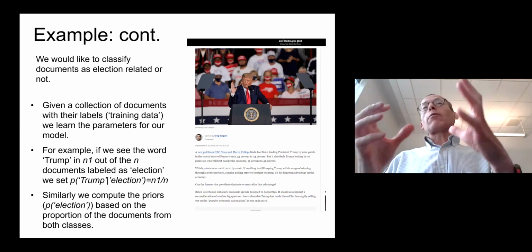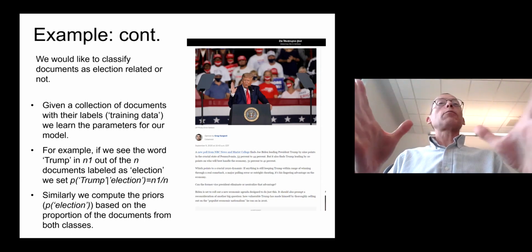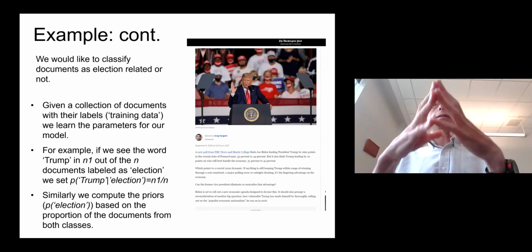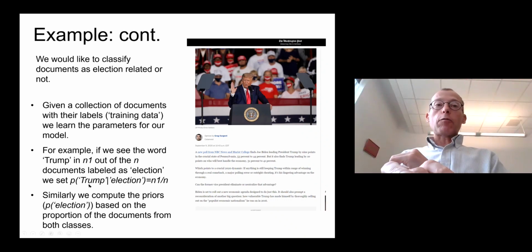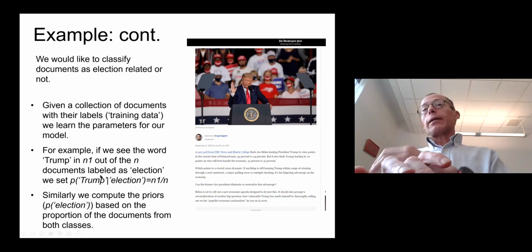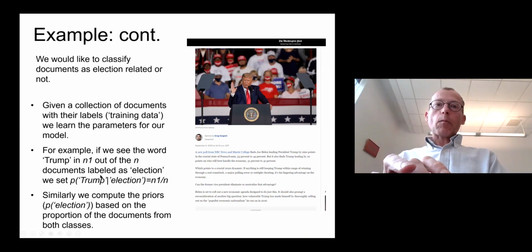So we compute it, and then we compute the same thing for sport. How many times did we see the word Trump or Biden in a sports document, and we compute the probability of Trump given sports, entertainment, and so forth. Okay, and this is how we compute parameters for our model.